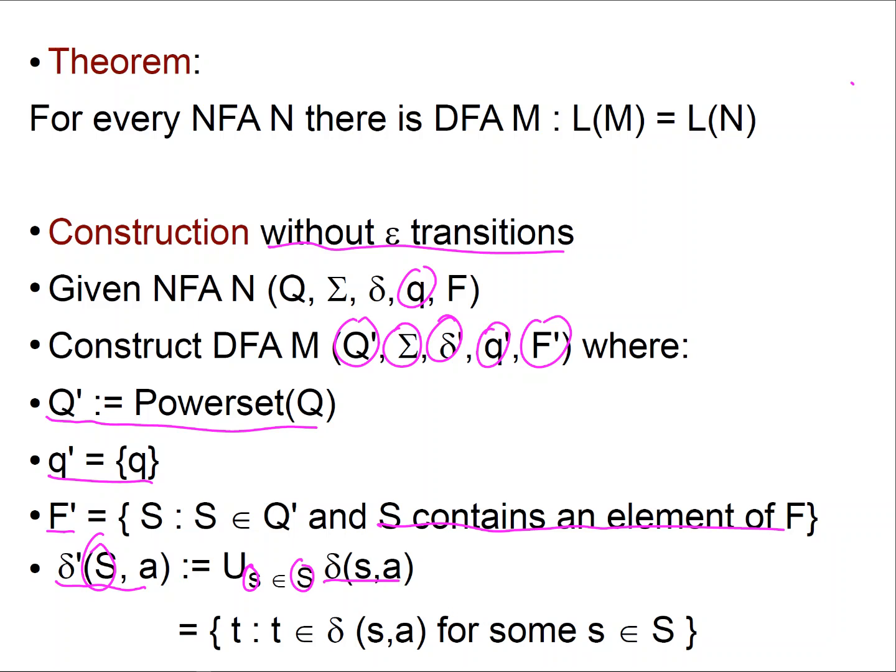Okay, and a different way to write that would be the set of t's such that t is in delta of s, A for some s in S. And this belong sign should be an equal sign, because delta just outputs a state.